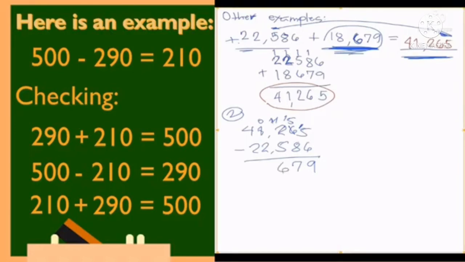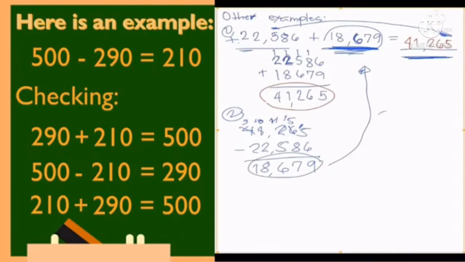Correct. And then 0 minus 2. Cannot again, so we will borrow from 4. 4 will become 3, and then 0 will become 10. So what is 10 minus 2? 10 minus 2 is 8. Then the last one, 3 minus 2, we have 1. Okay? So we have here the answer, 18,679. Are they the same? Yes, therefore, our second equation is correct.